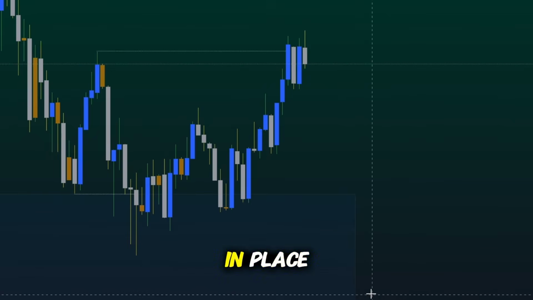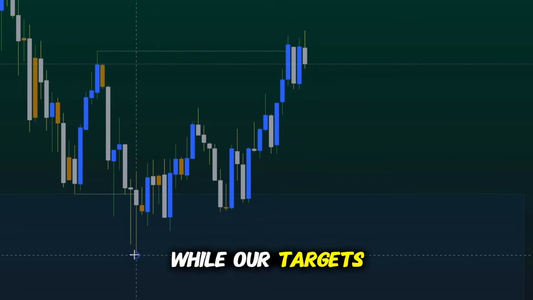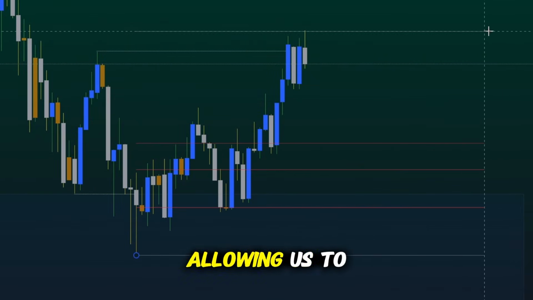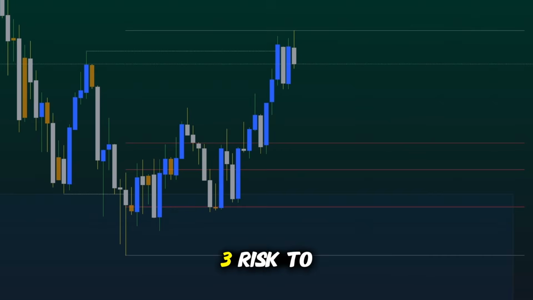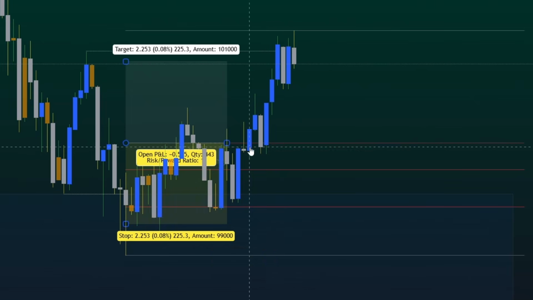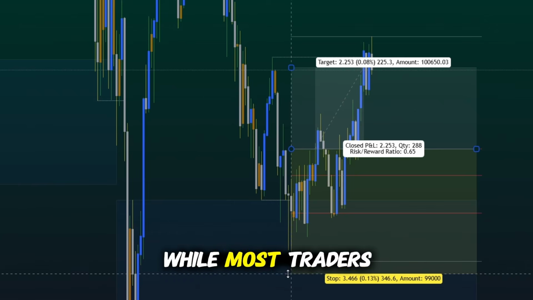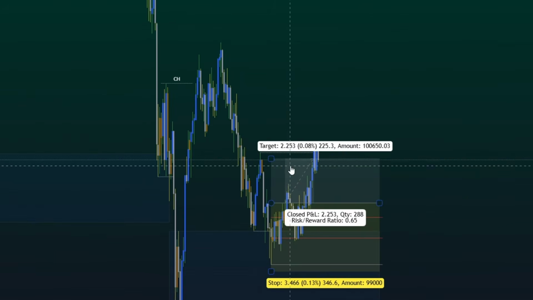With confirmation in place, our risk is clearly defined below the demand zone, while our targets remain at previous highs or liquidity levels, allowing us to aim for 1 to 2 or 1 to 3 risk to reward setups. Higher time frame gives direction, lower time frame gives precision. This is how patient traders execute high probability longs, while most traders chase moves too early.